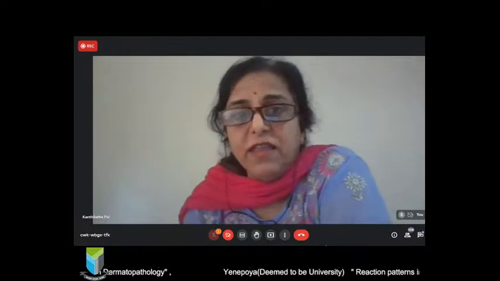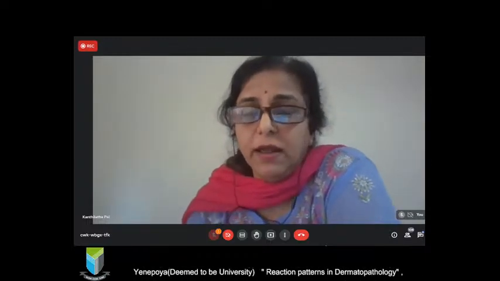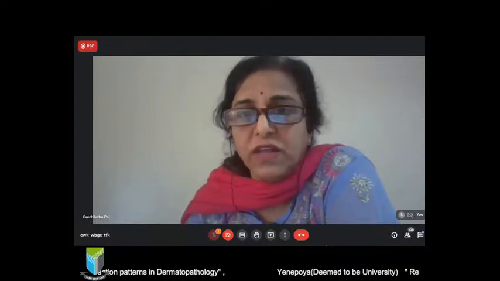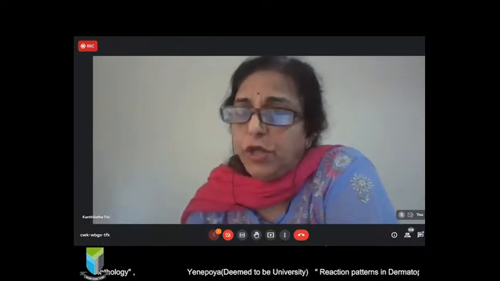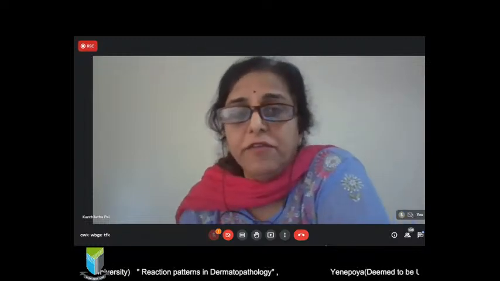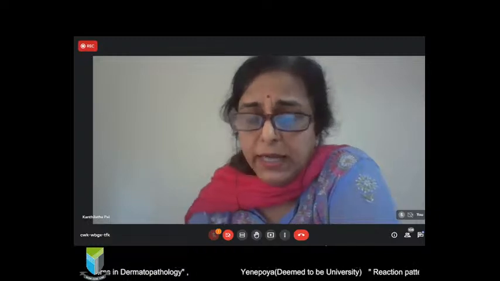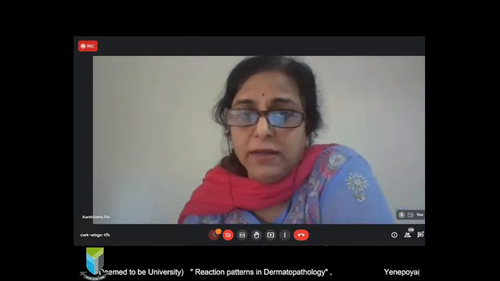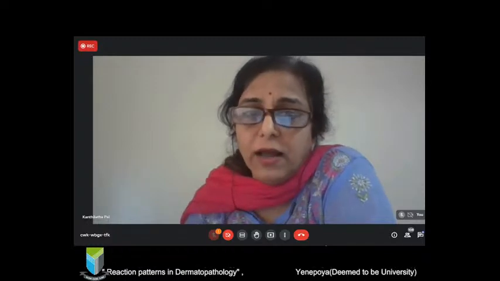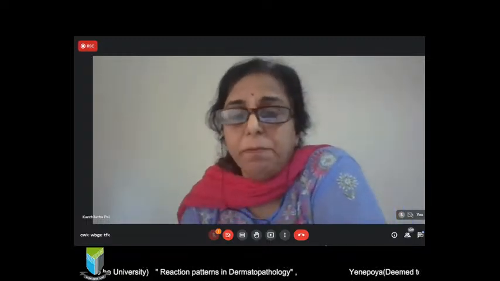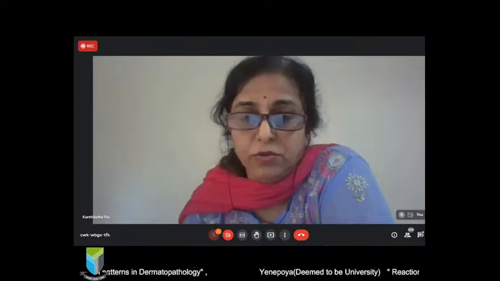The third pattern we see is a spongiotic reaction pattern, where the epidermis shows spongiosis, that is intercellular edema, with or without blister formation. So that is the spongiotic reaction pattern, where there is intercellular edema between the keratinocytes. And the last pattern is the vesiculobullous pattern, where you have a blister or bulla, which may be intraepidermal, as you can see here, or subepidermal. So these are the four main reaction patterns that you get in inflammatory dermatoses.